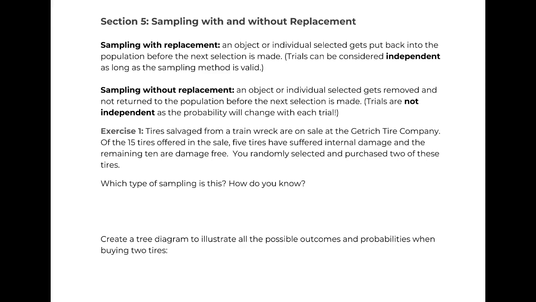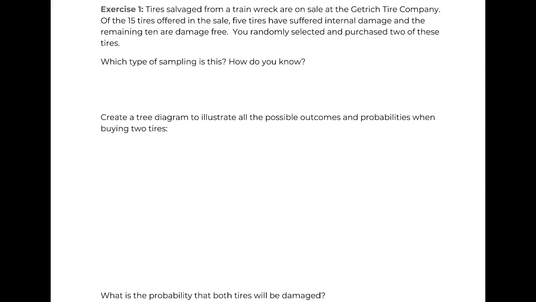So let's go ahead and see what these examples look like, because I think that's the easiest way to deal with these. Our first exercise has tires salvaged from a train wreck that are on sale. We have 15 tires offered for sale, and 5 have suffered internal damage, and the remaining 10 are damage-free. We're going to randomly select, which is how you know this is a sampling problem, and purchase 2 of these tires.